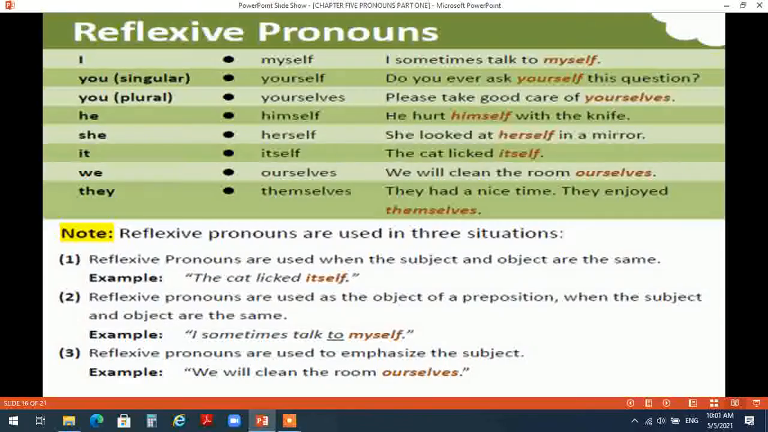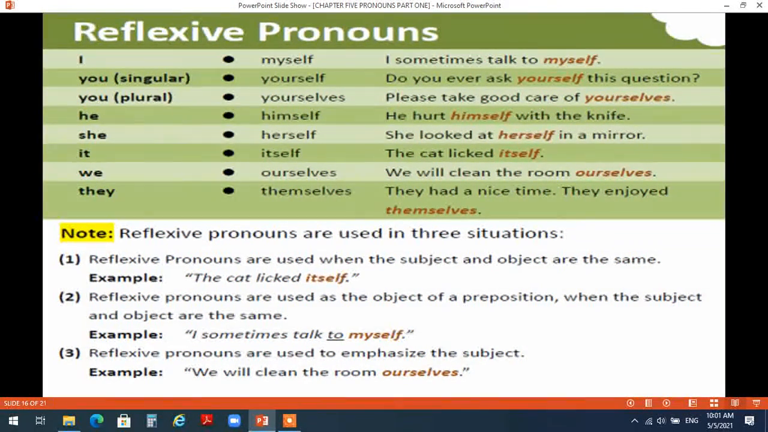أما الملاحظة الثانية تقول reflexive pronouns are used as the object of a preposition when the subject and object are the same. أيضا حين يكون الفاعل والمفعول به متشابهان فأحيانا يأتي الضمير الانعكاسي كتكملة لشبه الجملة.